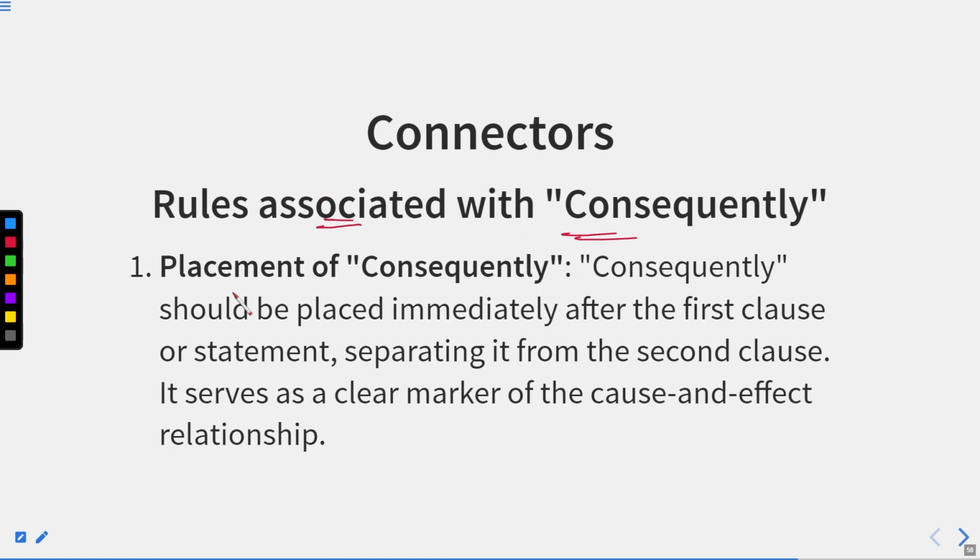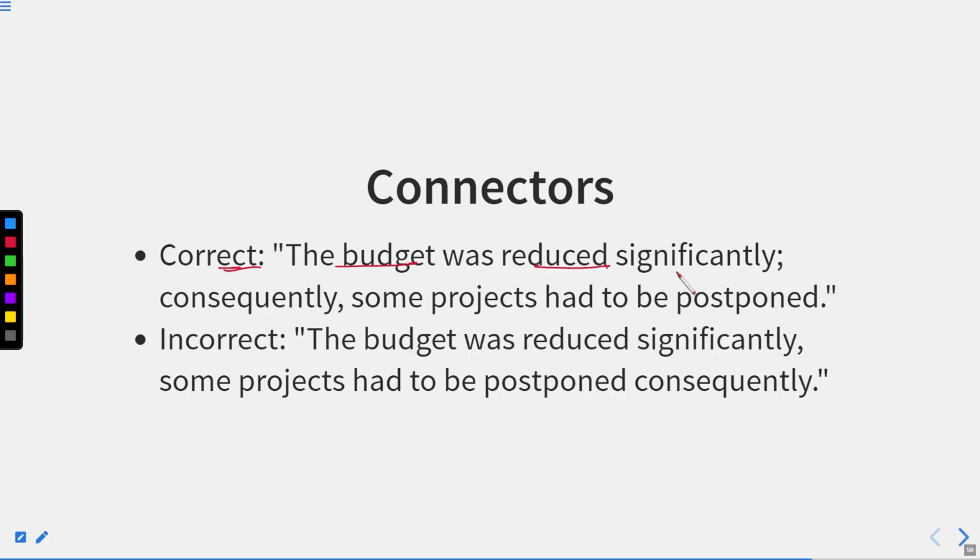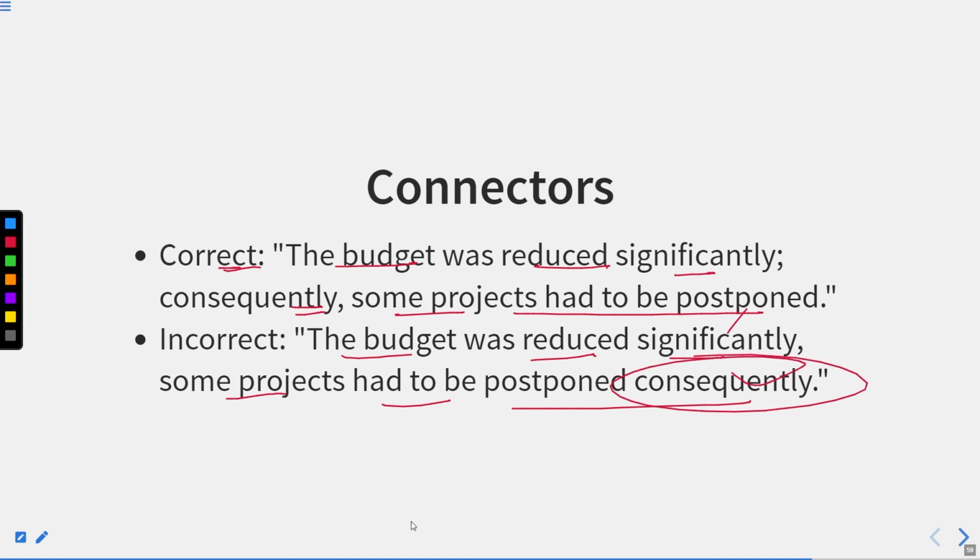Rules associated with consequently. Placement: consequently should be placed immediately after the first clause or statement, separating it from the second clause. It serves as a clear marker of the cause and effect relationship. Okay. Now, correct one: the budget was reduced significantly. Consequently, some projects had to be postponed. Which will be the incorrect sentence? The budget was reduced significantly. Some projects had to be postponed consequently. Now we cannot write consequently at the end of the sentence. It should be written in the beginning, or it should be written in the middle of the sentence.